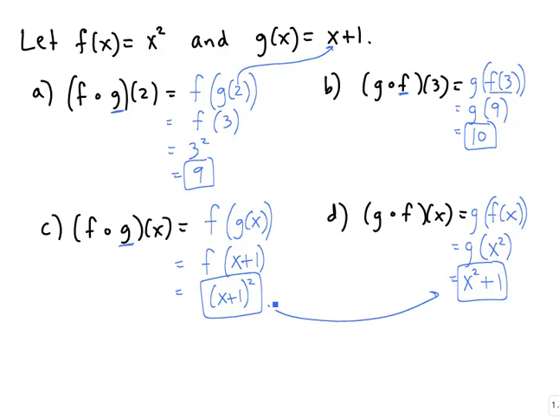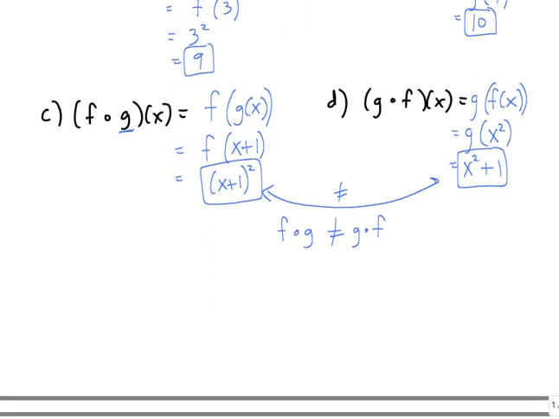Notice that these two answers are not the same. These are not equal to each other, because if you FOIL out x plus 1 squared, you would get a middle term of 2x, which this does not have. So what that's showing us is that f composed with g doesn't necessarily give you g composed with f. So it's not a commutative operation. It matters what order we do things in. Okay? So you just want to always be careful about doing them in the right order.